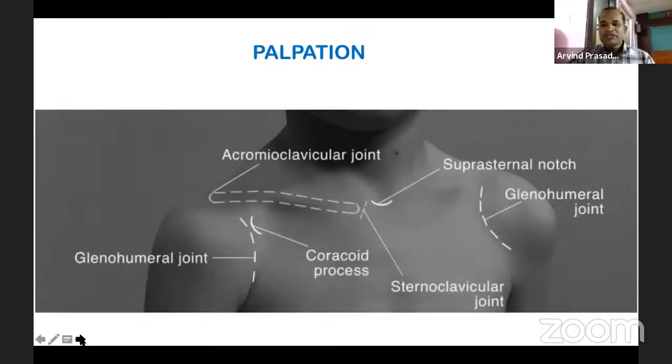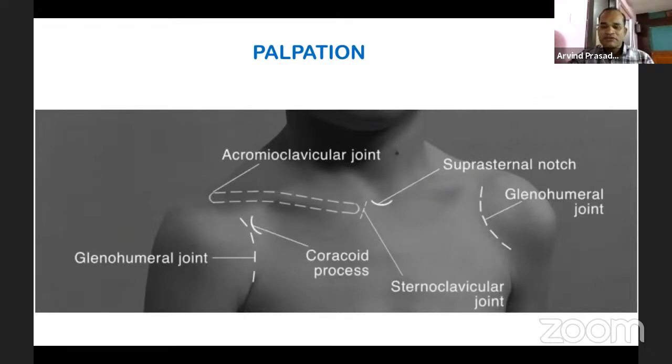After the inspection part is completed, we should proceed to palpation. Palpation should be done for all the bony landmarks and all the joint lines, like the sternoclavicular, acromioclavicular, and glenohumeral joints, and the coracoid process. This is very important. One sign is called the coracoid pain test, which is very sensitive for frozen shoulder.